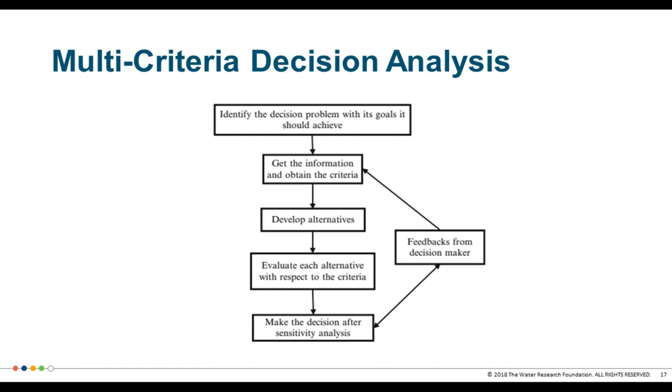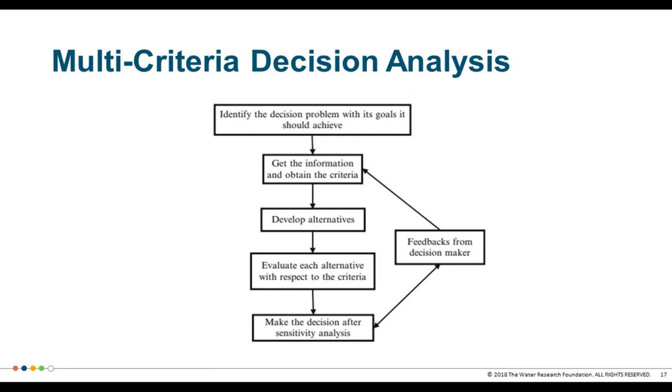Then we'll develop the alternatives, which in this case is the list of chemicals. If we can come up with some big universal list of chemicals that could be considered for prioritisation, and then evaluate each of those alternatives, each of those chemicals, against the criteria that we've identified. So this is one that's toxic, or this is not one that's toxic.